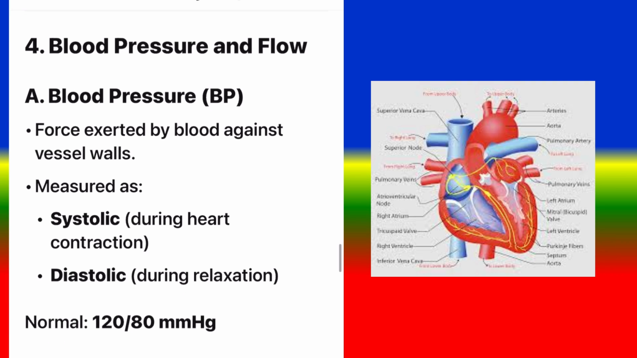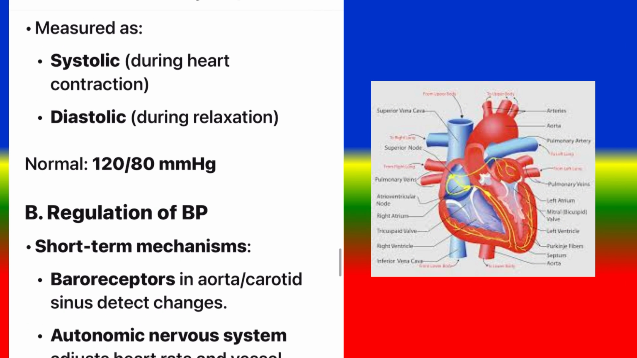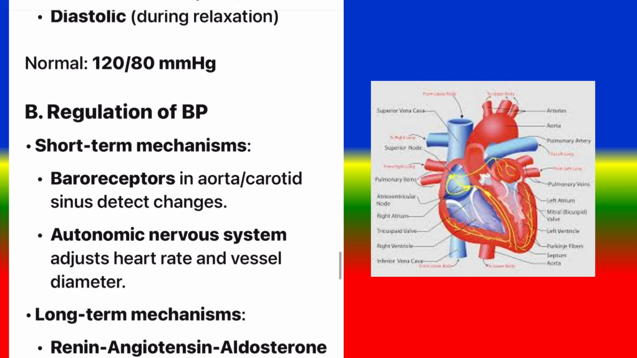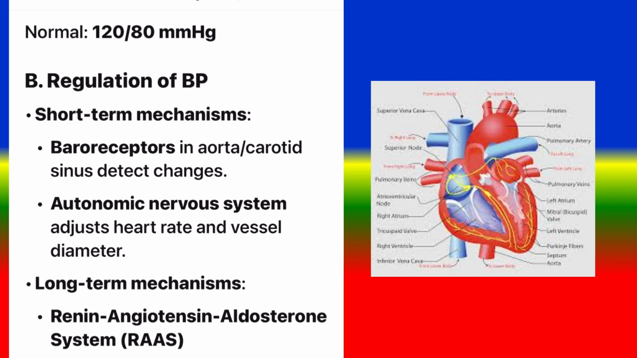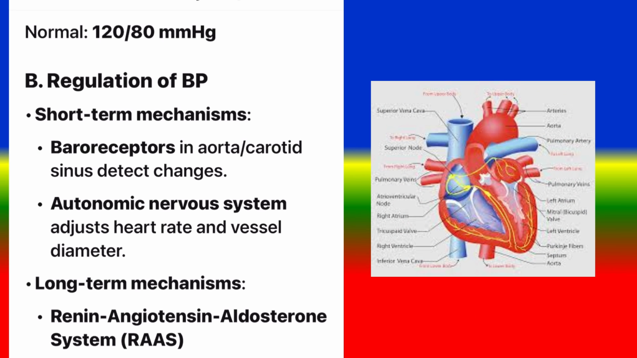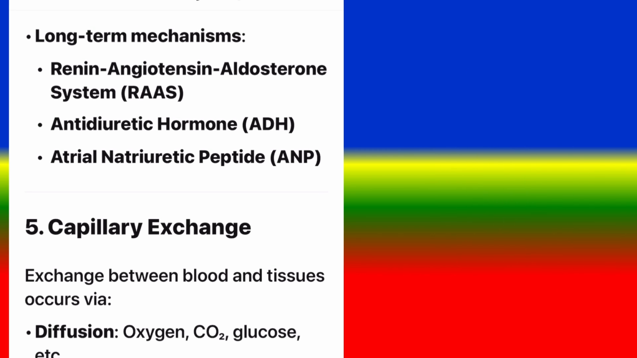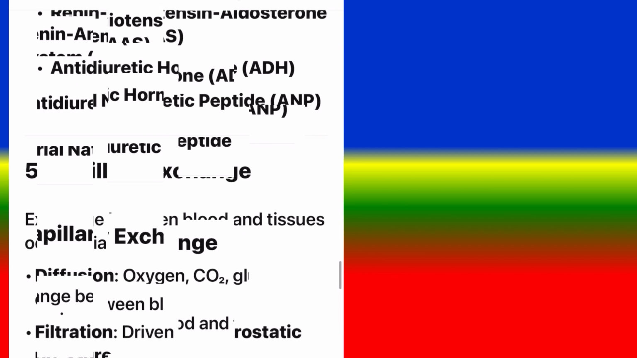4. Blood pressure and flow. A. Blood pressure, BP, is the force exerted by blood against vessel walls, measured as systolic during heart contraction and diastolic during relaxation. Normal is 120/80 mmHg. B. Regulation of BP. Short-term mechanisms: baroreceptors in the aorta and carotid sinus detect changes. The autonomic nervous system adjusts heart rate and vessel diameter. Long-term mechanisms: renin-angiotensin-aldosterone system, antidiuretic hormone ADH, atrial natriuretic peptide ANP.